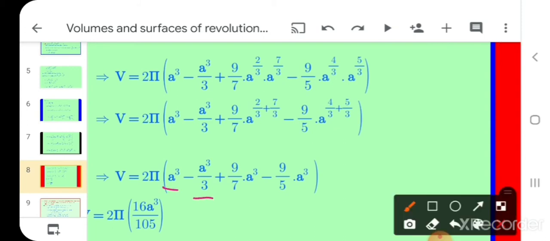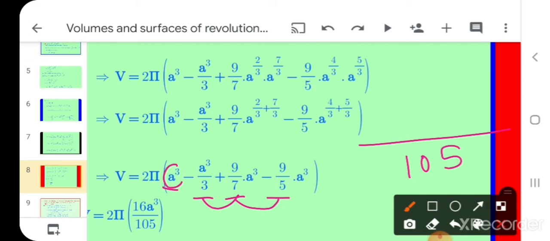a cube minus a cube by 3, 9 by 7 a cube, 9 by 5 a cube. So now I take the LCM. What is the LCM? 3 7s are 21, 21 5s are 105. 105 is the LCM.